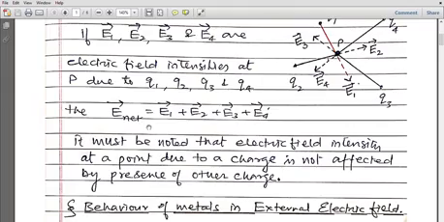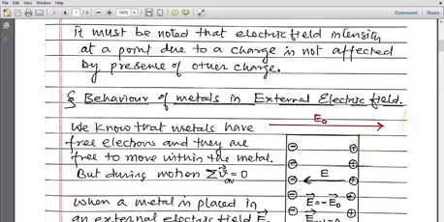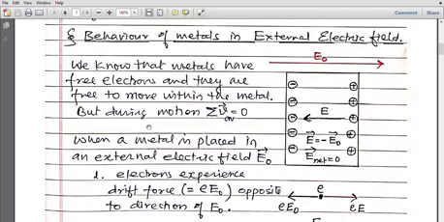Now come to the next point. If a metal is placed in an external electric field, what will be its behavior? Okay, so we are taking a piece of metal. This is a rectangular piece of metal and we have placed it in an external electric field E0. E0 is the external electric field we have applied.